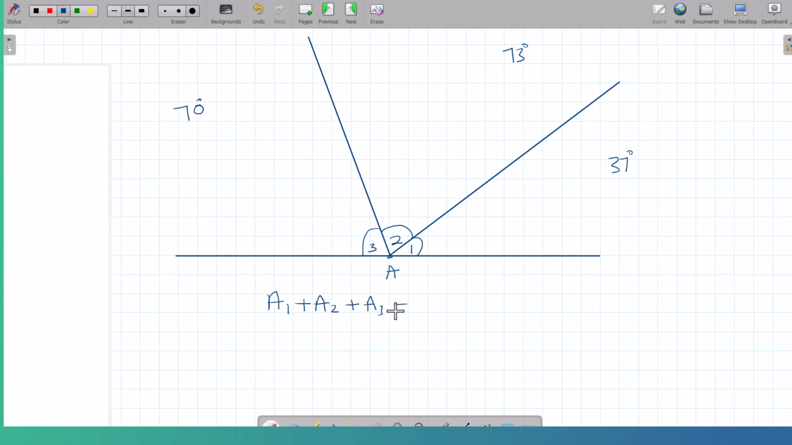So if you look at my angle A1, it is 37. Are we together? What about our A2? A2 is what?